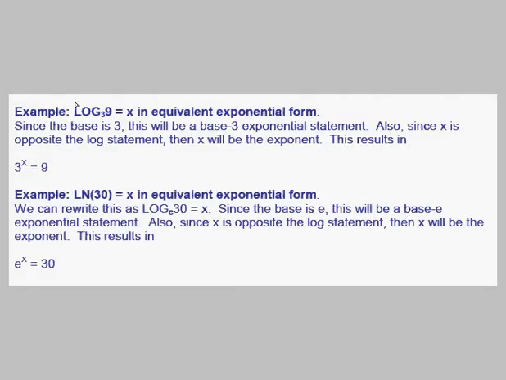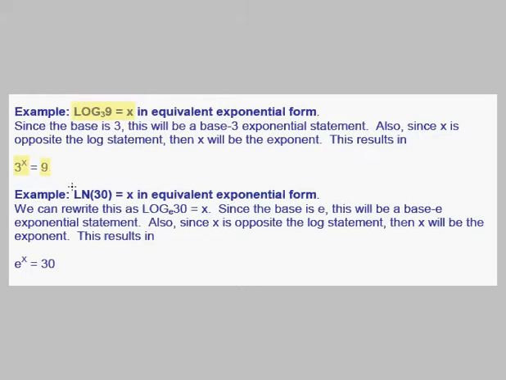In this next example, we're going to rewrite a log expression or log equation in exponential form. Here our log equation is log base 3 of 9 equals x. Now notice the base is 3 and the exponent has to be x, because we said the exponent is always opposite the log. So our base is 3 and our exponent is x, so we get 3 to the x. The third quantity always has to be opposite that, so we get 3 to the x equals 9.